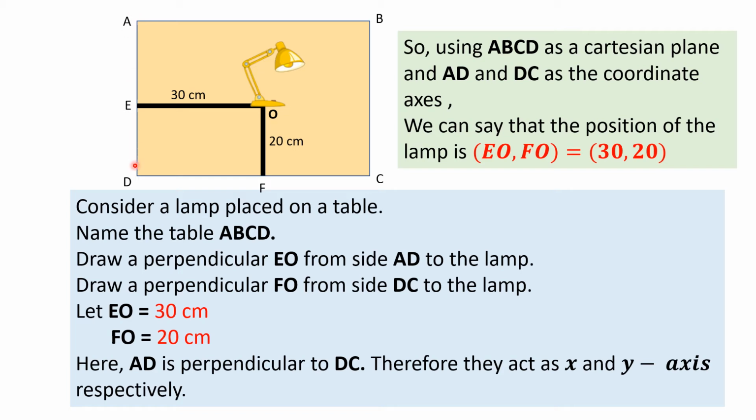So if I treat this as the y-axis and this as the x-axis, clearly this is the x coordinate and this is the y coordinate, right? So therefore I can say that EO is the x coordinate, that is abscissa, and FO is the y coordinate, that is ordinate. So I can write EO, FO. Why? Abscissa is first, then ordinate, right? So I can write abscissa, ordinate. So abscissa is what? 30, and ordinate is what? 20.